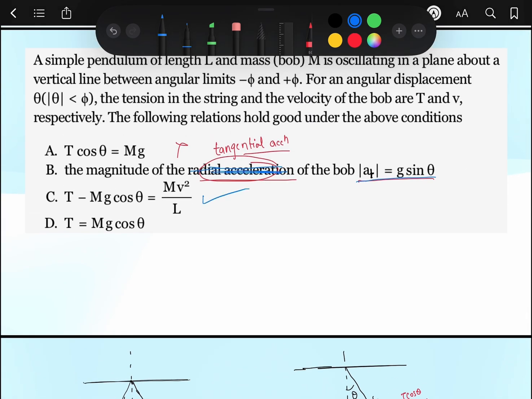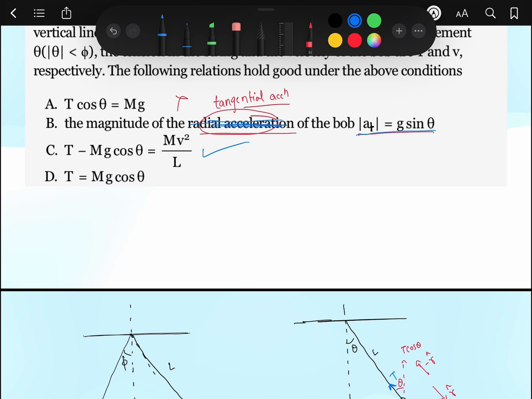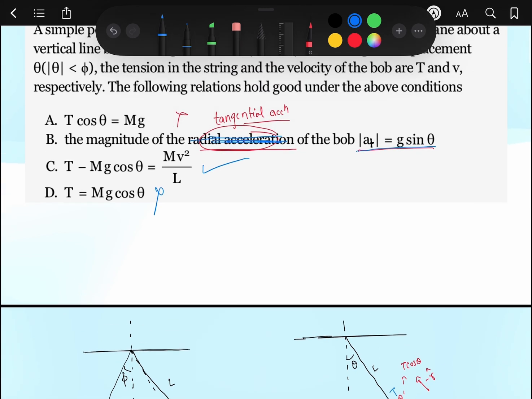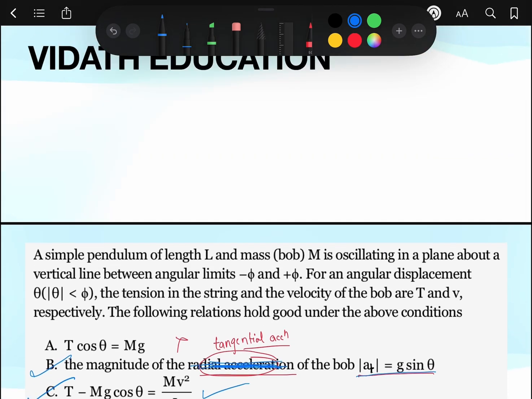Now coming to the D part, T is equal to mg cos theta. That is not correct actually. This body is also doing circular motion, so we cannot write T is equal to mg cos theta. So this equation is incorrect. If I substitute tangential acceleration in option B, then our option B and option C will be correct. Okay, thank you.